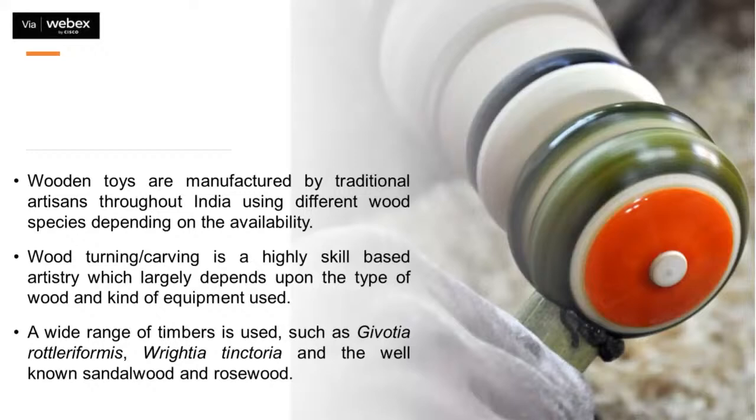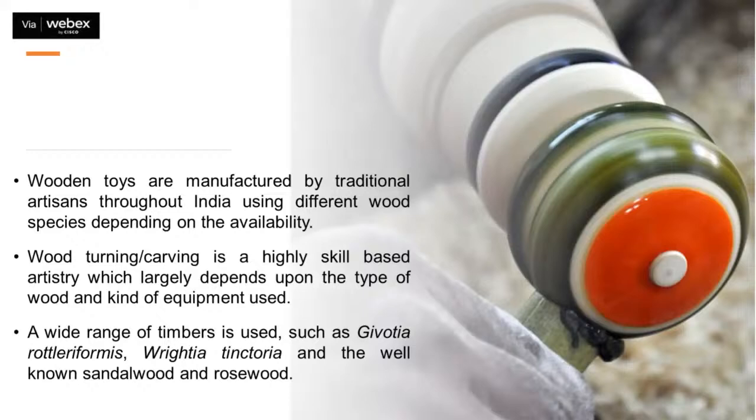Wooden toys are manufactured by traditional artisans throughout India using different wood species. However, the availability of species plays a major role. And the turning or carving is highly skill-based, which largely depends on the type of wood as well as the type of tools utilized in preparing those products.